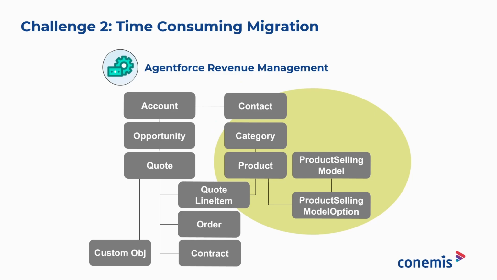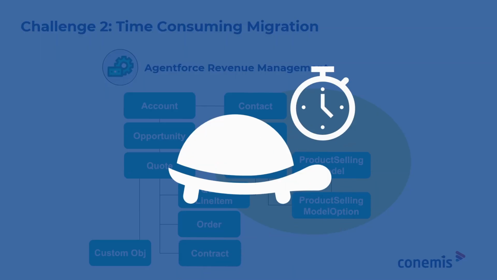Systems like Agentforce Revenue Management, which support highly sophisticated processes, tend to use a large number of objects. If you migrate data one object at a time, accounts first, then contacts, then the next object, and so on, the process can take an enormous amount of time. At that pace, the person in charge might end up retiring before the migration finishes. To avoid that, you need to reduce the number of manual steps and dramatically speed up the migration process.